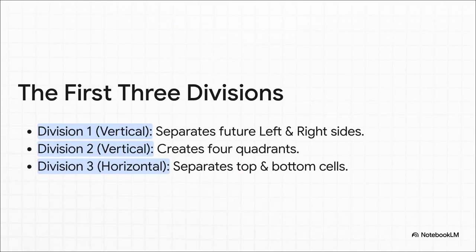And those first three divisions, they are an absolute masterpiece of geometric precision. The very first cut is vertical, and it separates the future left and right sides. The second cut is also vertical, creating 4 perfect quadrants. And then the third cut is horizontal, neatly separating the smaller cells at the top from the larger yolk-filled cells at the bottom. You see? This isn't random at all. It's a highly organized construction plan.